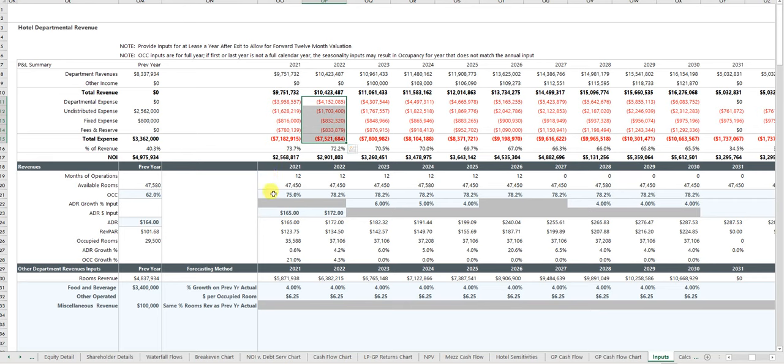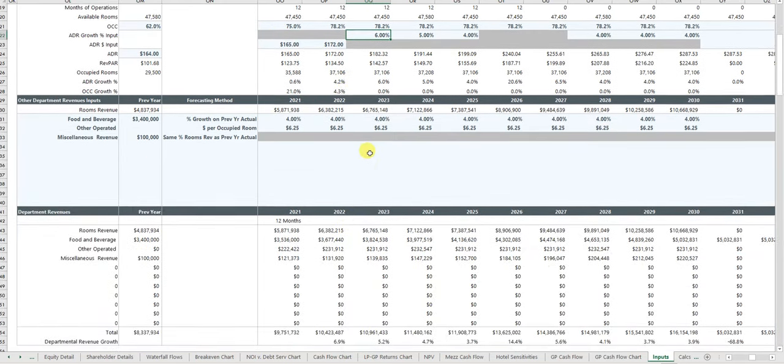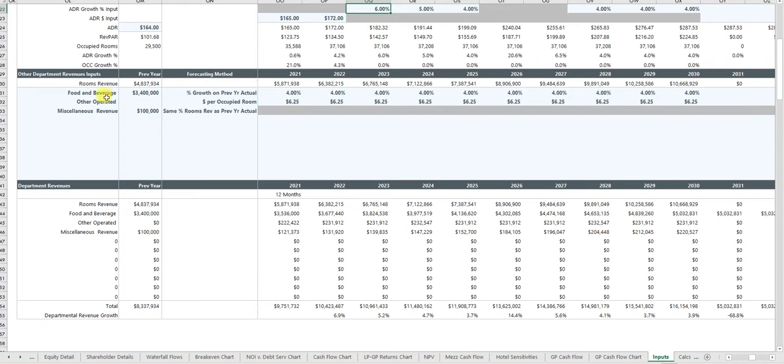And so here we have the OCC in each year. You can input ADR in two different ways. I might start off entering in specific dollars per room in years 1 and 2, and then after that I enter in, say, a 6% growth rate from then on. The other departmental revenues, we can input the department name, and we have drop-down categories to make things easier.